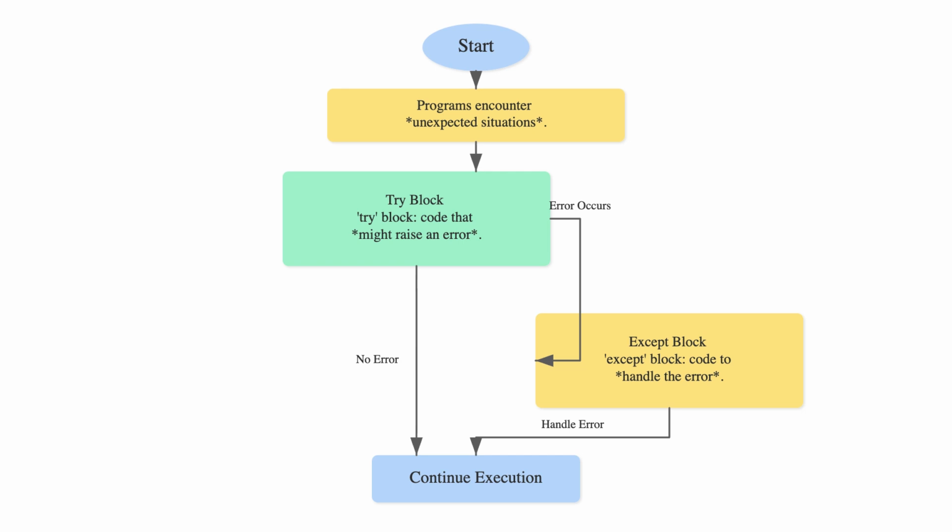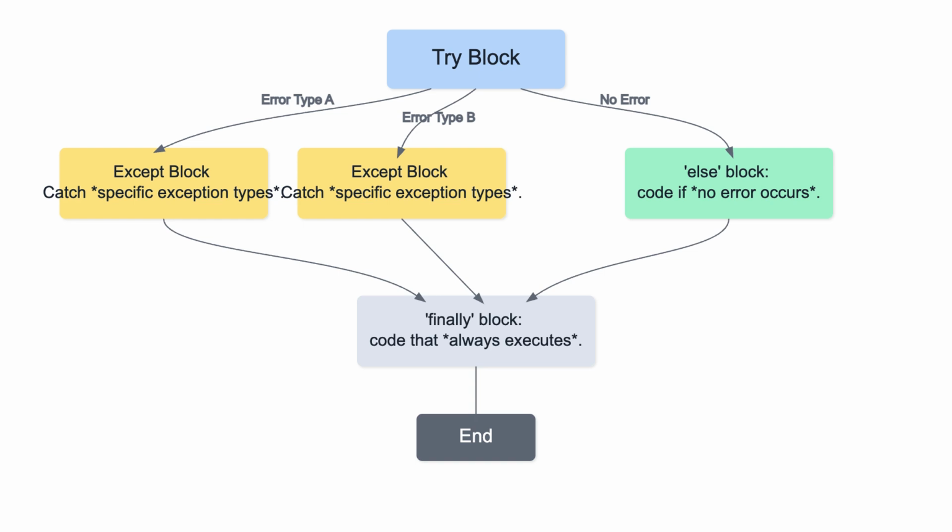While try-except is powerful, Python offers even more granular control with else and finally blocks. You can catch specific exception types by naming them after the except keyword, like except ValueError or except FileNotFoundError. This allows you to provide different handling logic for different kinds of problems, making your error responses more precise.